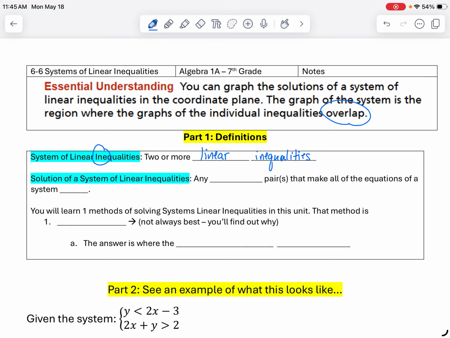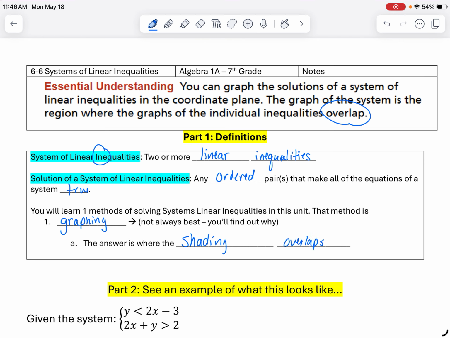A solution is any ordered pair that makes them true, just like it has been, except FYI, on a lot of these, there's going to be an infinite amount of ordered pairs that make it true. I'm only going to teach you one method of solving, and that method is graphing. And the answer is where the shading overlaps. It's every single point where the shading overlaps.